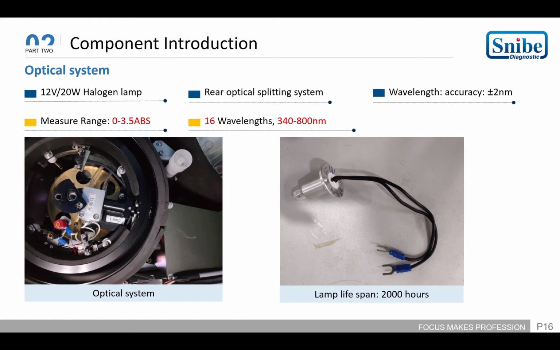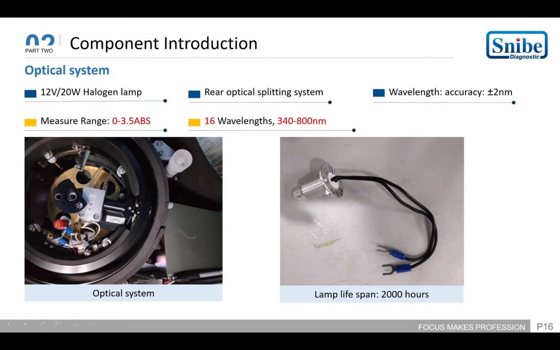The next one we talk about is the optical system. As you can see, there are some parameters about it. This is the position for us to put the lamp. But you have to remember one thing, the lamp life: 2000 hours. After 2000 hours, you have to change the lamp.